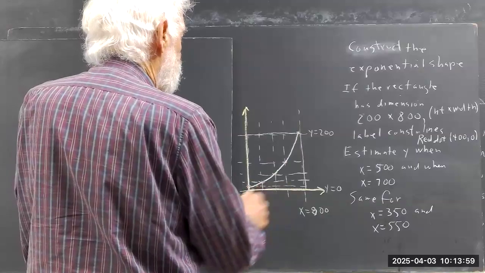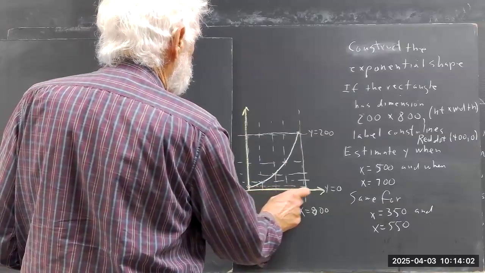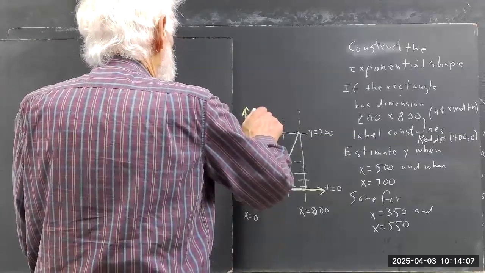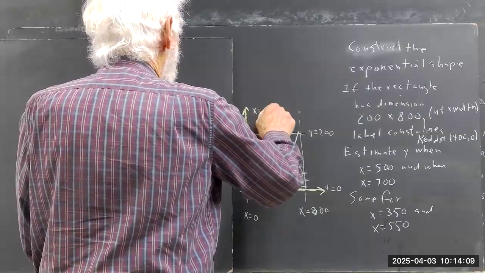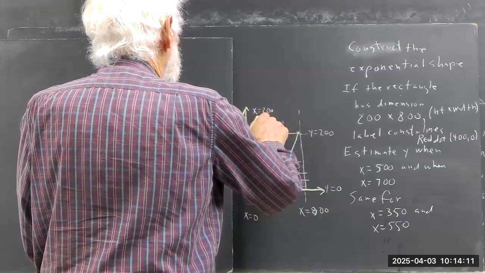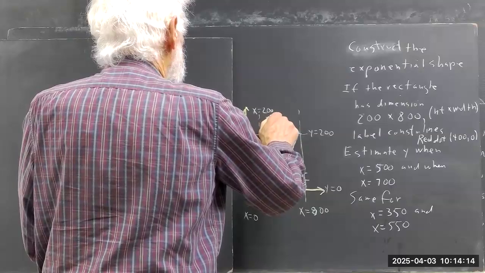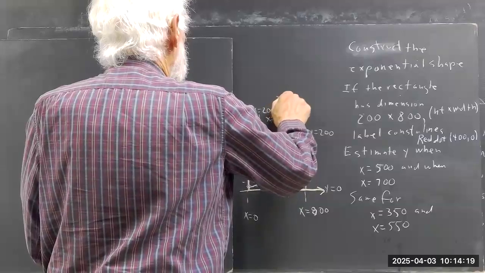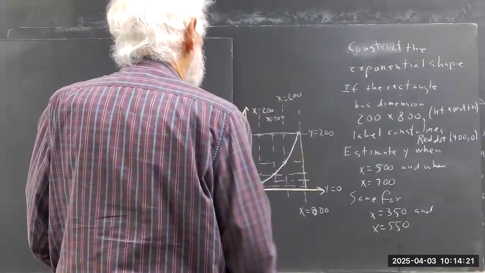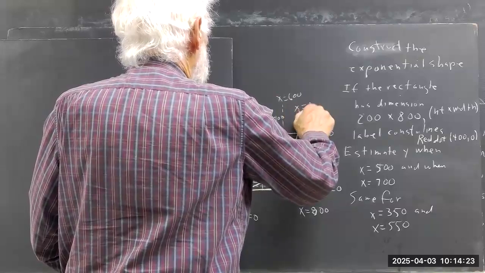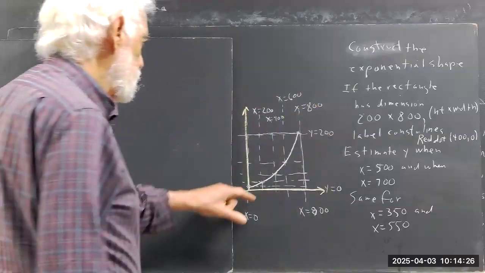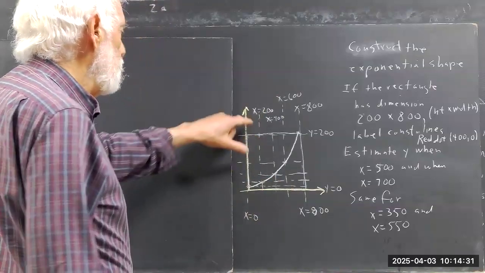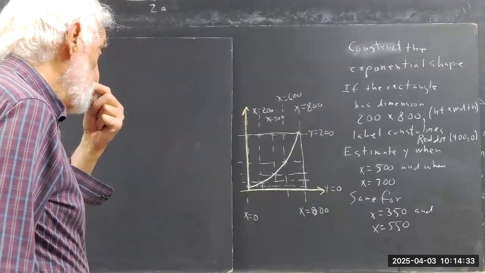So there are 4 spaces here, 1, 2, 3, 4. Each of them must be 200. So I'm going to label up here. This line is x equals 200. This is x equals 400. This line here is x equals 600. And this line is x equals 800. So x is 200, 400, 600, and 800, and you can read that right off by looking at the equations of those lines.